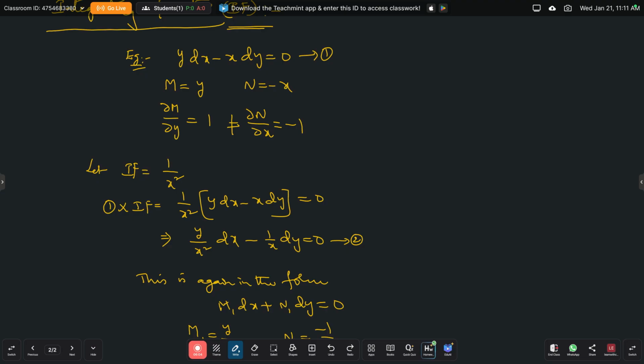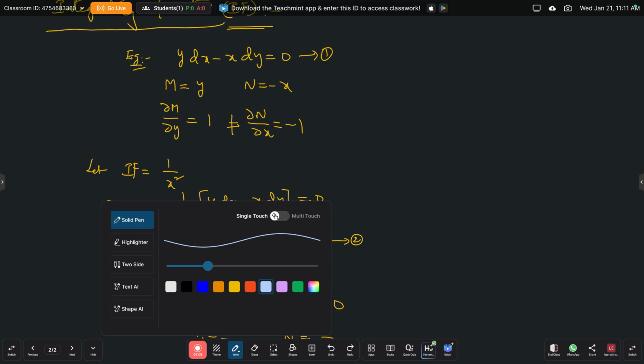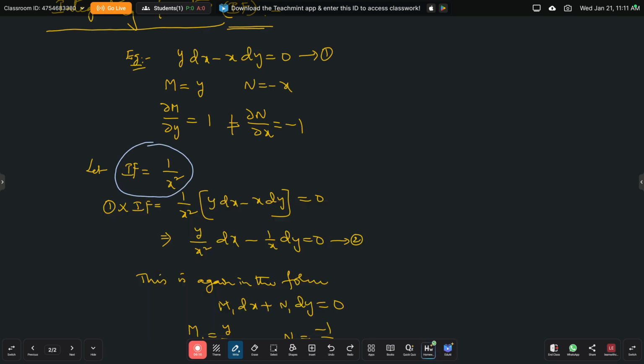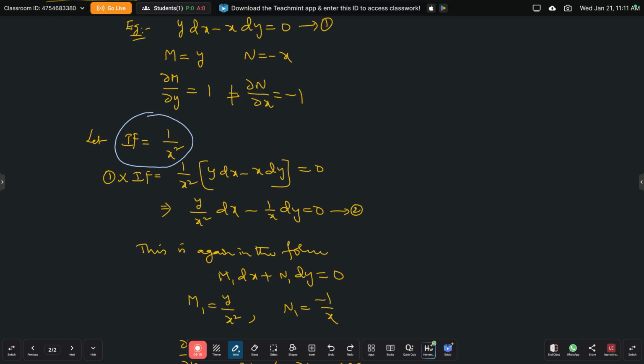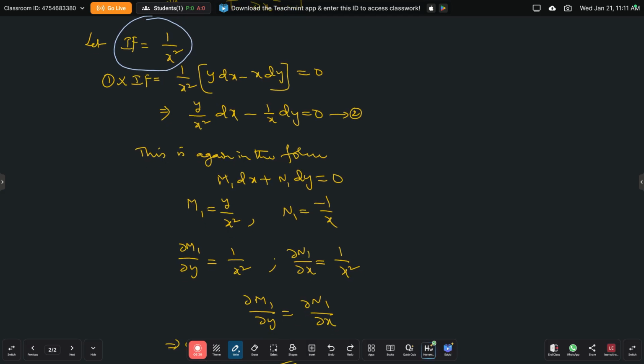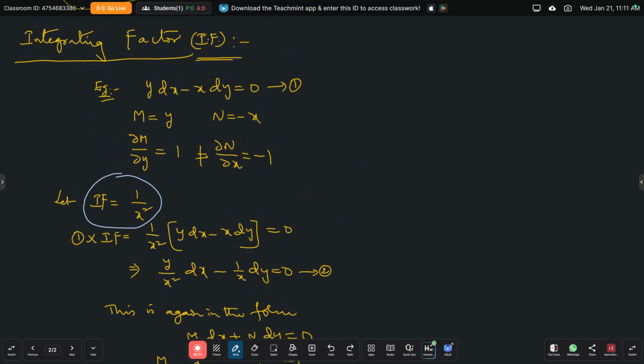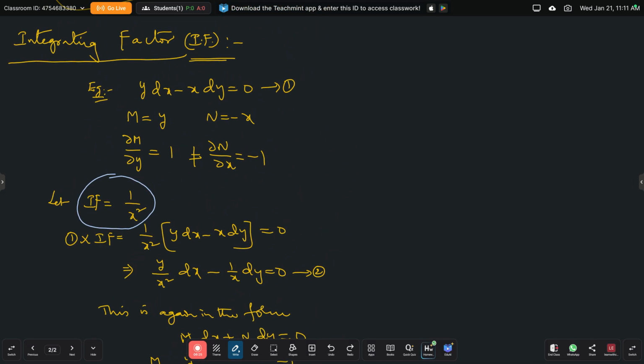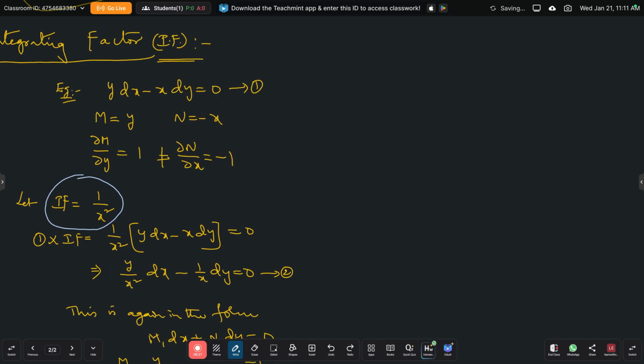Then we got the integrating factor. I have chosen some integrating factor here, so this is the integrating factor that I have chosen. I observed that the differential equation is becoming exact. Now, how did you get 1 by x square? That is the question. Let me take the same example back.